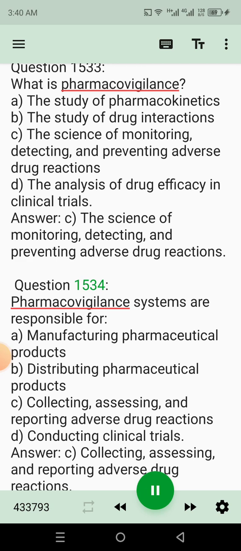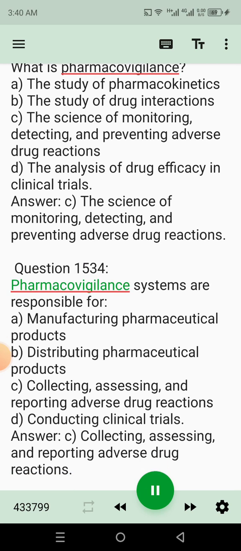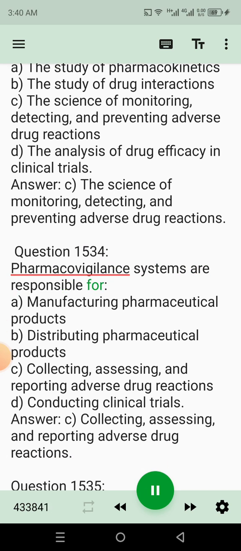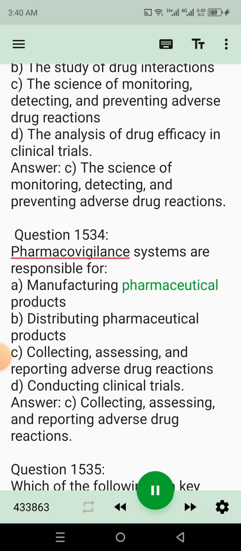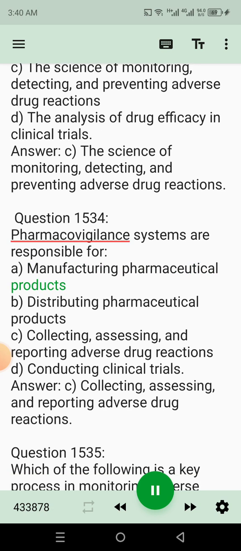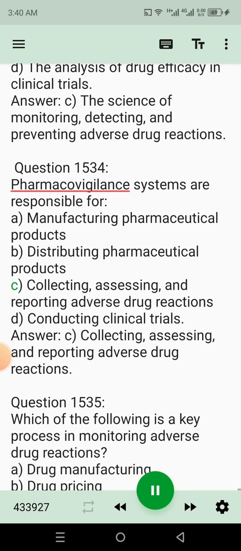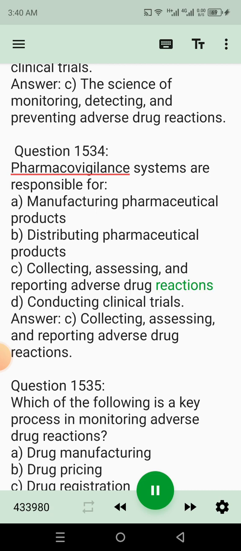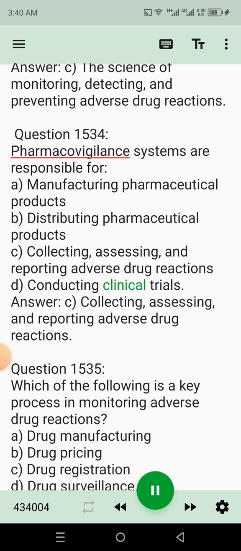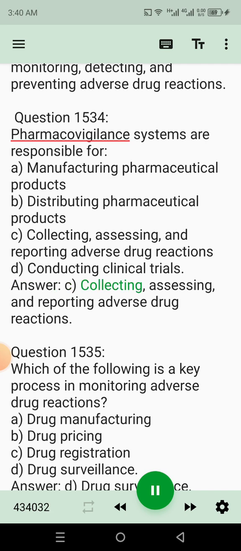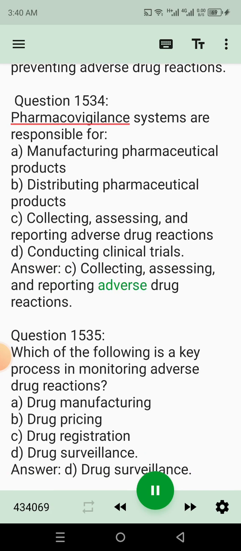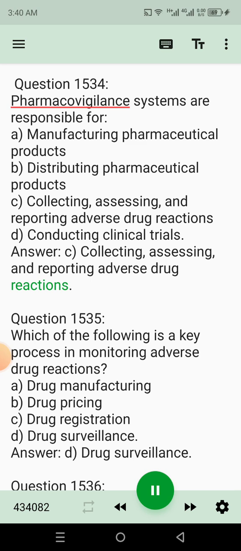Question 1534. Pharmacovigilance systems are responsible for A. Manufacturing pharmaceutical products. B. Distributing pharmaceutical products. C. Collecting, assessing, and reporting adverse drug reactions. D. Conducting clinical trials. Answer. C. Collecting, assessing, and reporting adverse drug reactions.